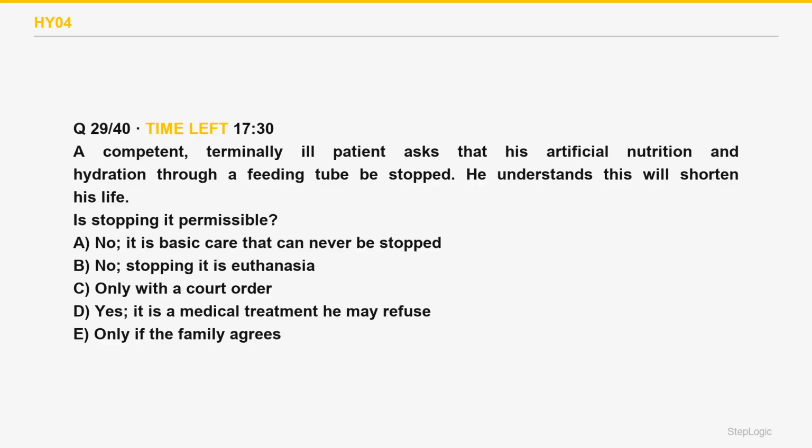Is stopping it permissible? A competent, terminally ill patient asks that his artificial nutrition and hydration through a feeding tube be stopped. He understands this will shorten his life. Read the command. Whether artificial nutrition can be stopped at the patient's request. It is a treatment a competent patient may refuse.